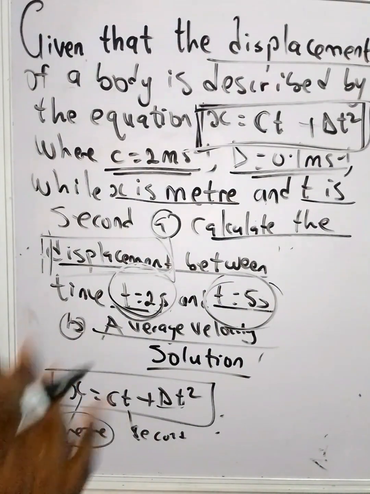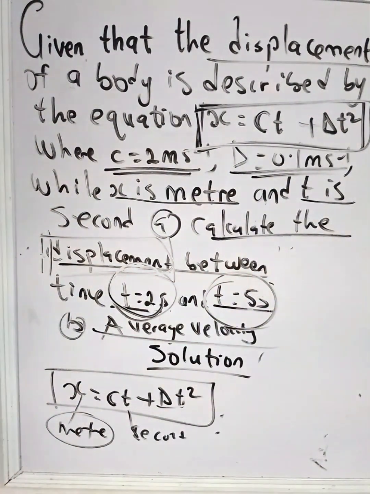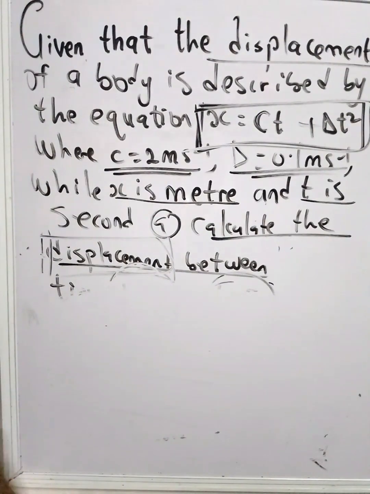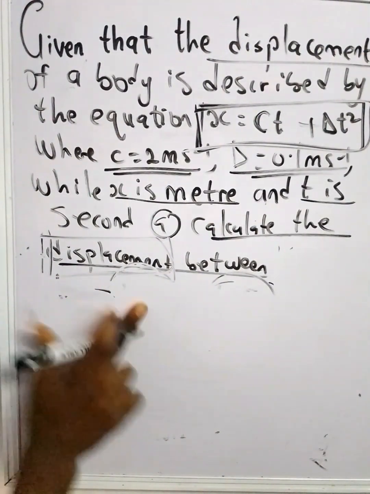Are you getting my point now? That is what we want to do here. Now the second one is average velocity. Now what is average velocity? Average velocity is always total displacement over total time taken. Are you getting my point? This is the symbol for average velocity.